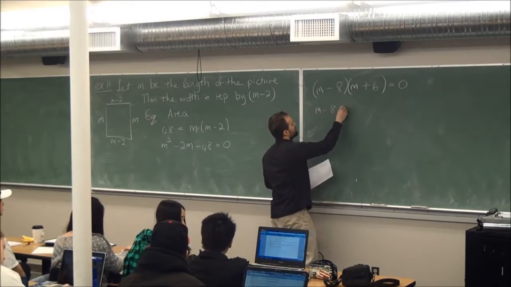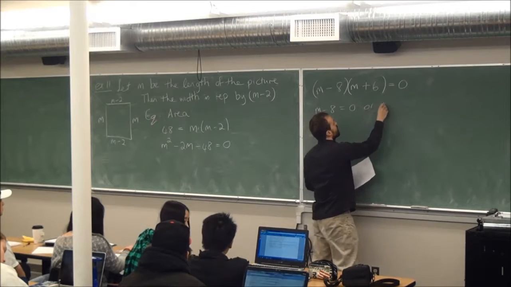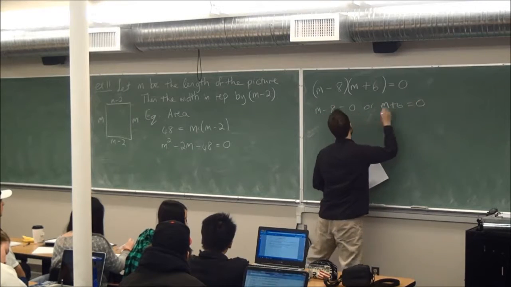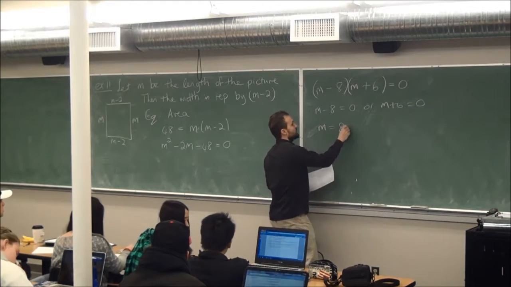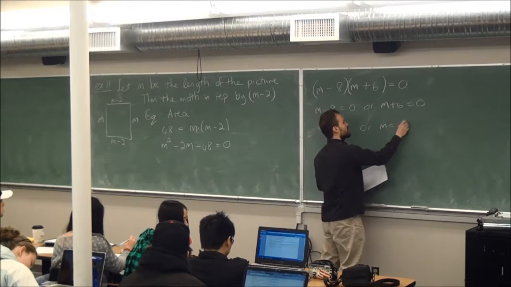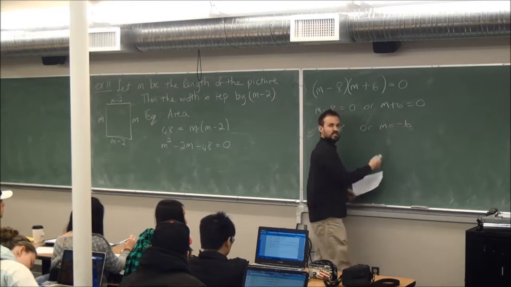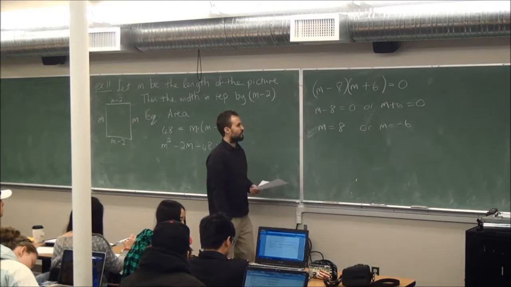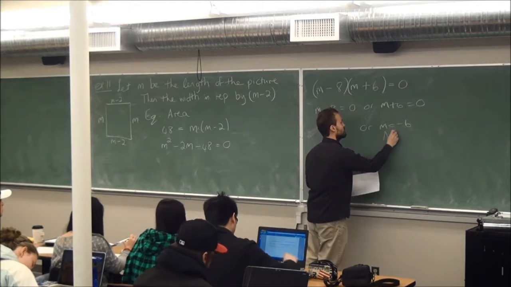So m minus 8 is 0, or m plus 6 is 0. m is equal to 8, or m is equal to negative 6. Negative 6? No. This one's not applicable.